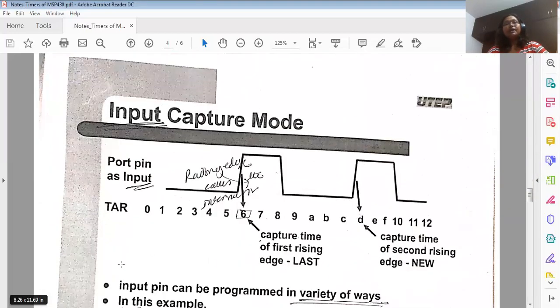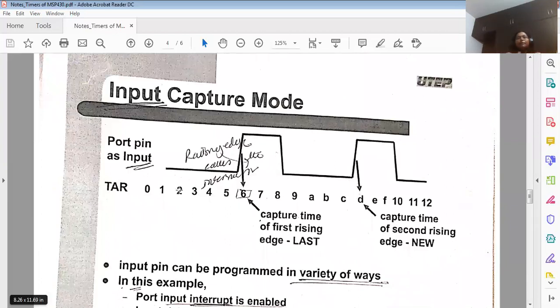So what is the input capture mode? We know that the timer can be used in capture mode as well as in compare mode. If you are using the timer in capture mode, then this pin will act as the input pin, and the signal which you apply at this input pin for a particular event can be captured by using this timer.